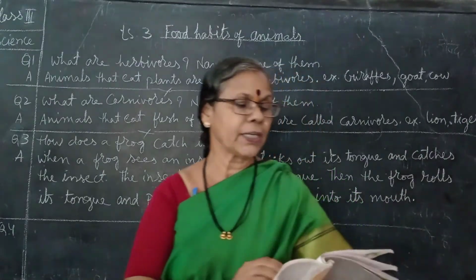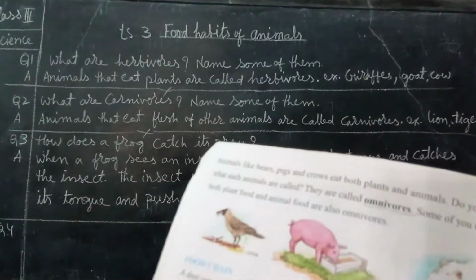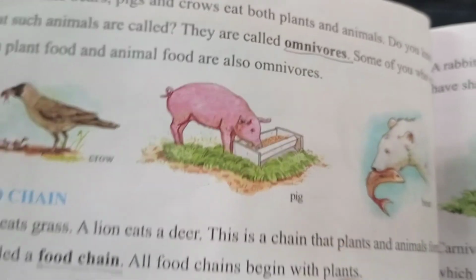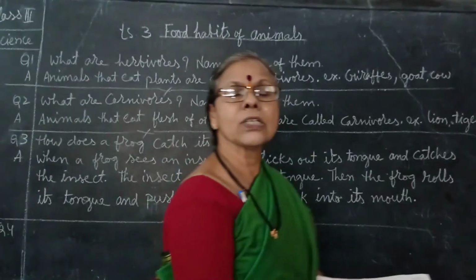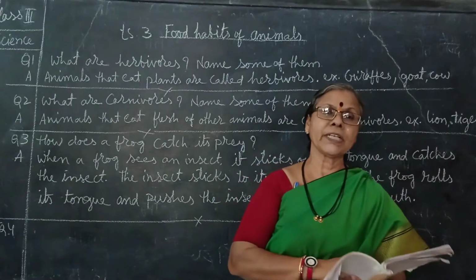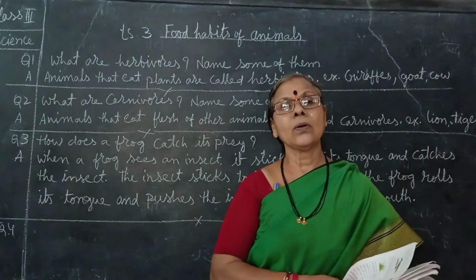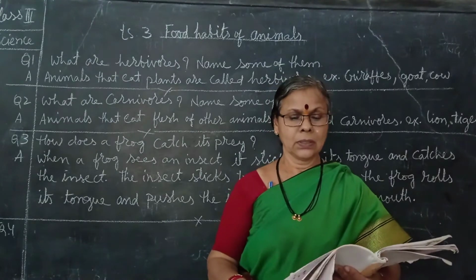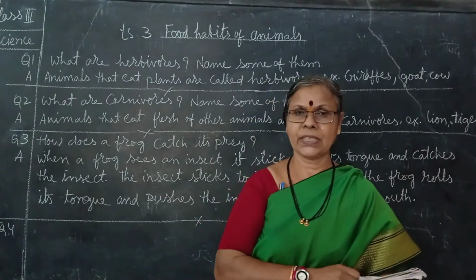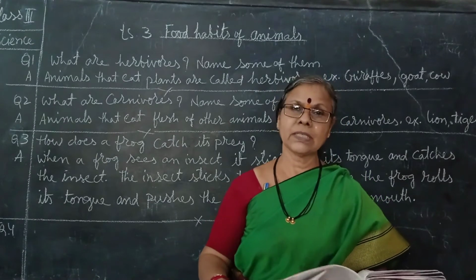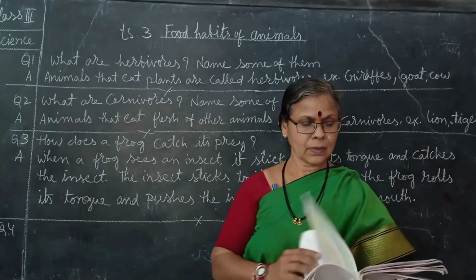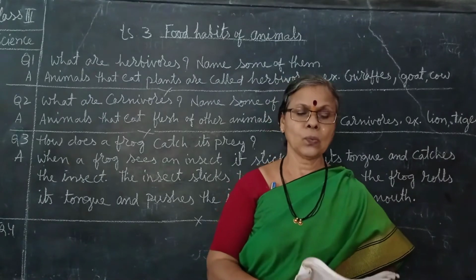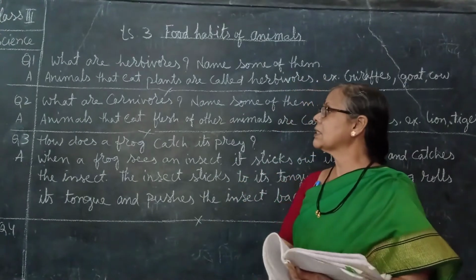Turn to page number 202. You can see these animals, how they are, what they are eating. So these things also we need to remember, and food chain also we have to read. Read the full lesson first and then read the question answers. Shall we start reading the question answers? We'll start reading the question answers.